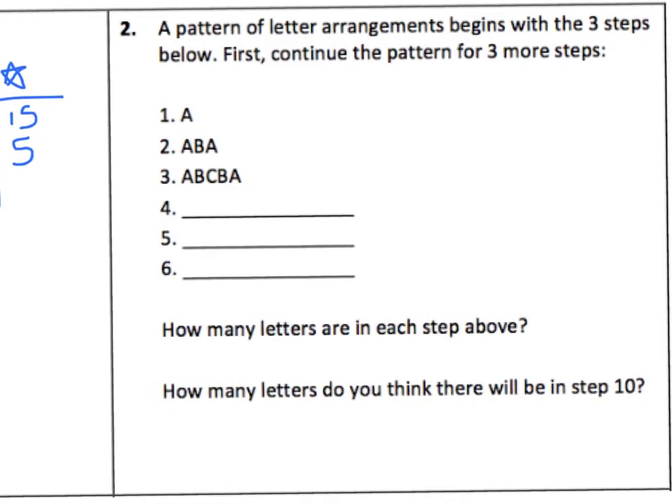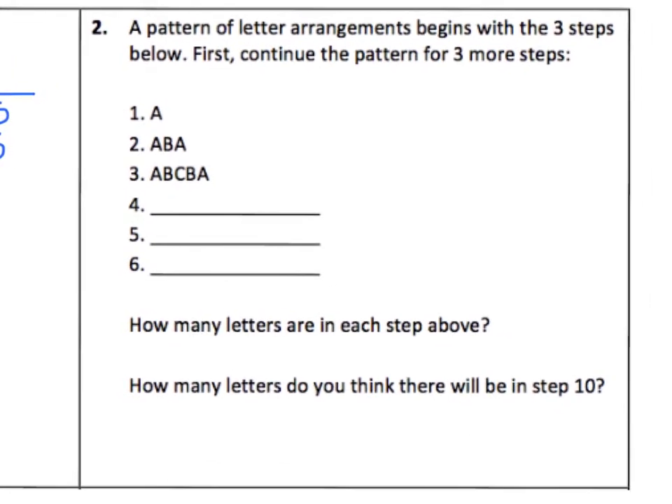All right, look at number 2. A pattern of letter arrangements begins with the 3 steps below, and we want to continue the pattern for 3 more steps. So here we have an A. Then it looks like we stick a B in the middle. Now it looks like we doubled that and went up to C. Okay, so look at this. A, B, C, back down to B, A. So this one's going to have to be A, B, C, up to D, back down to C, B, A.